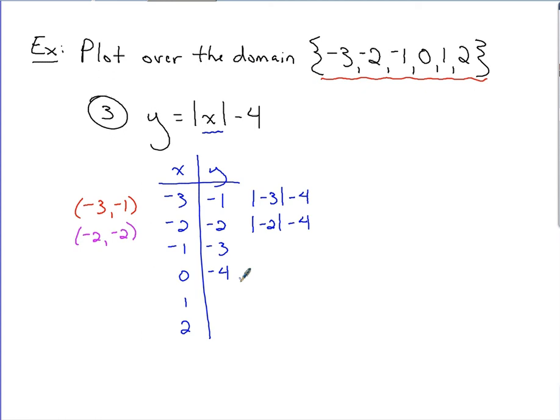And then if you plug in 1 and you plug in 2, you're going to get the same kind of results back as you did for negative 1 and negative 2, right? So for 1, I'd get negative 3. For 2, I'd get negative 2. And again, I'm getting ordered pairs for each of these as I plug in.